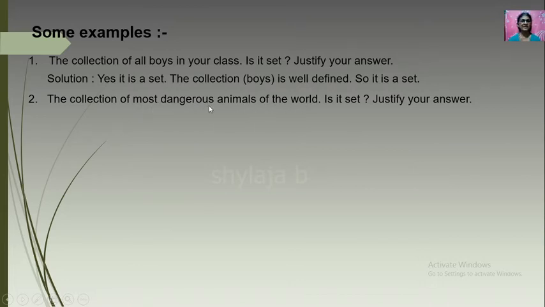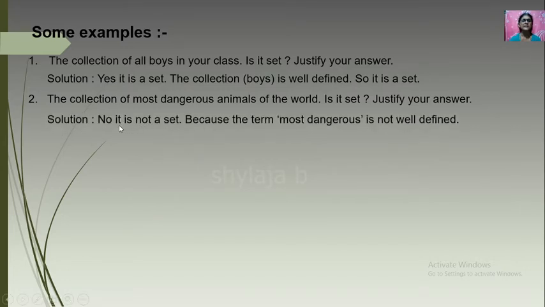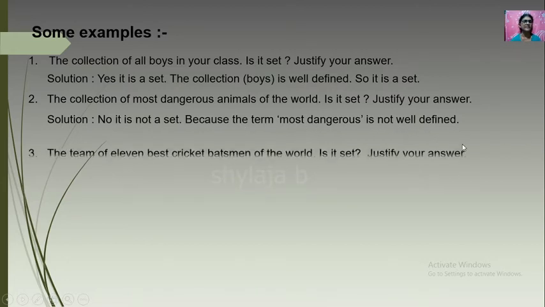Most dangerous means how much dangerous? What is the level of dangerous? We cannot say. So it is not a set. So write this: No, it is not a set because the term most dangerous is not well defined.